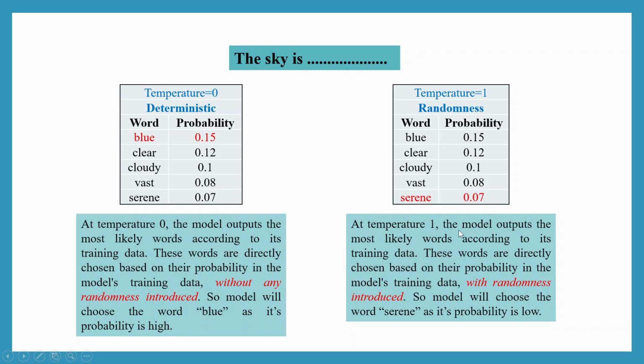At temperature 1, the model outputs words according to its training data, but with randomness introduced. Here the randomness was not there. Here the randomness has been introduced. So the model will choose the word serene even though its probability is low.